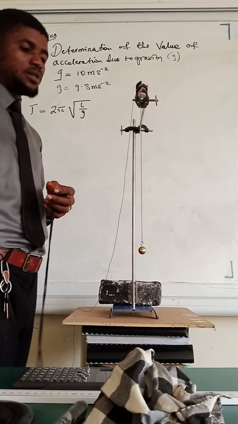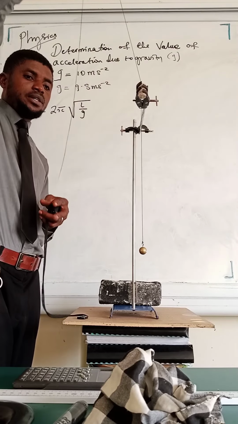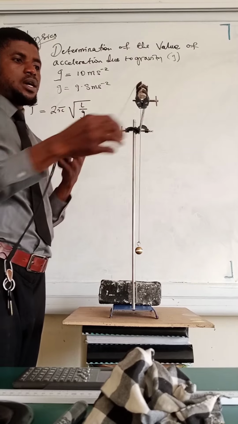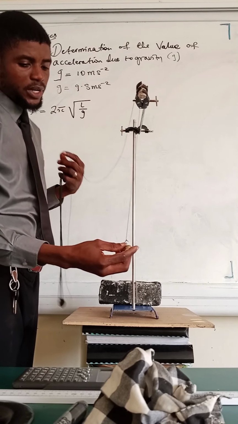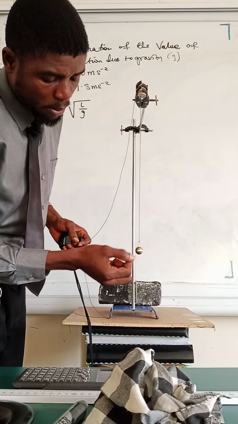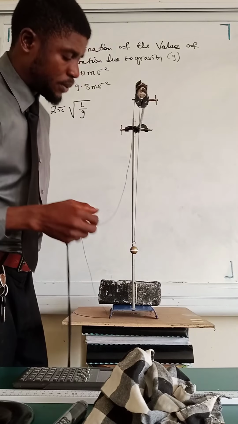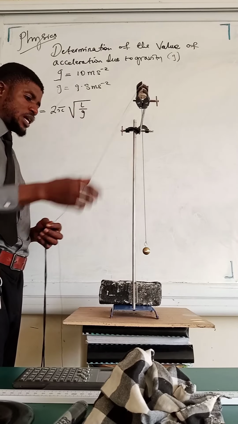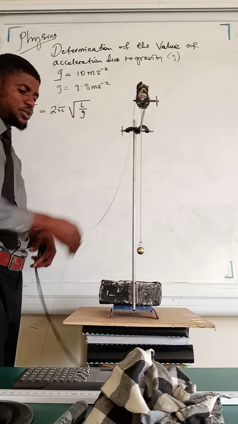The apparatus needed in the experiment: we already have our thread here with us, the pendulum bulb. As you can see, there's a white lever in here. That is the center of the bulb. That is where we are going to take the reference of our reading from. And then, of course, the retort stand. We place this block here so as to give us a rigid support.